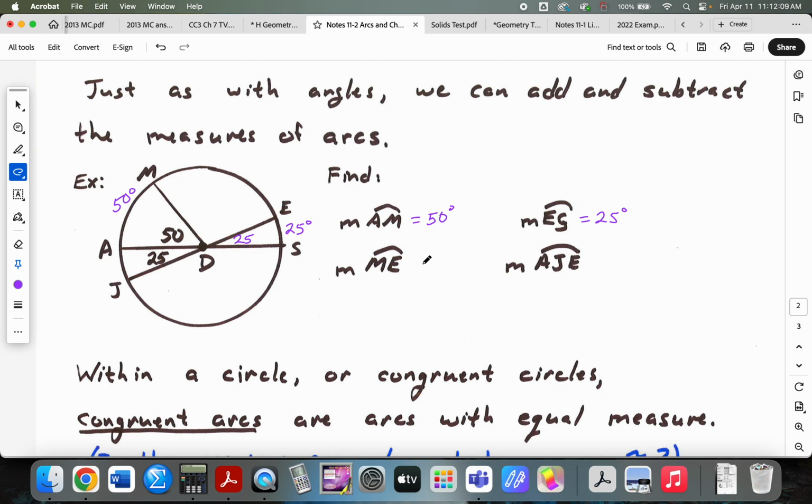If I want to find the measure of arc ME, one of the things I could do, there's more than one right way to do it, is I could go, all right, what's the measure of arc AMS? 180, because it is a semicircle, because its endpoints are on a diameter. So that means that I could just take the 180 minus the 75.